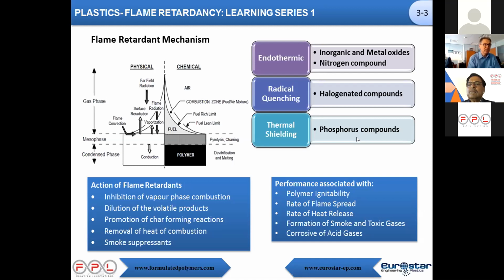And you have thermal shielding. Thermal shielding is typically the case for phosphorus compound. It can be organic phosphorus or it can be red phosphorus. In this case, you are just creating a char on the surface on the polymer, and you are physically insulating the fuel from the oxygen. So you will almost stop the fire. So action of flame retardant can be inhibition, can be dilution, char forming, removal of heat, and smoke suppressant.